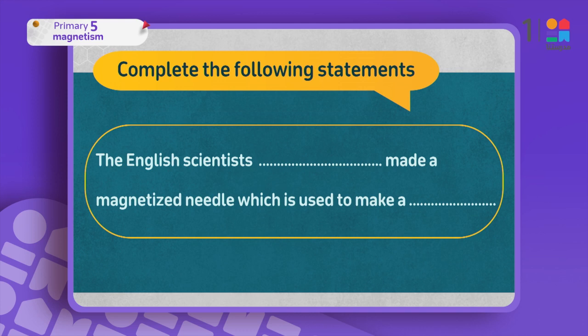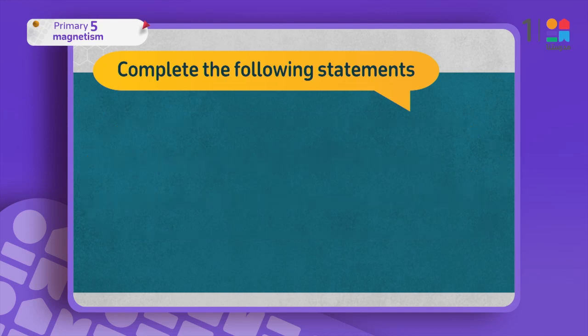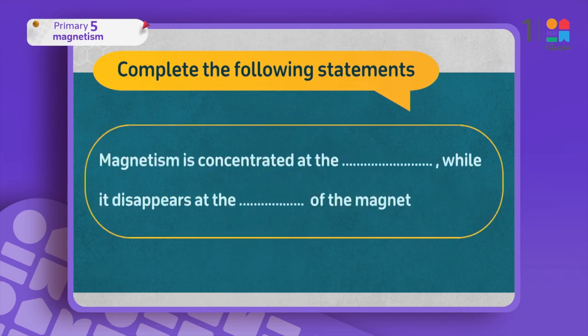Now we have another one to complete: the English scientist who made a magnetized needle, which is used to make a compass. What was his name? The one who used the magnetized needle to make the compass. His name is William Gilbert. He made a magnetized needle which is used in making the compass.